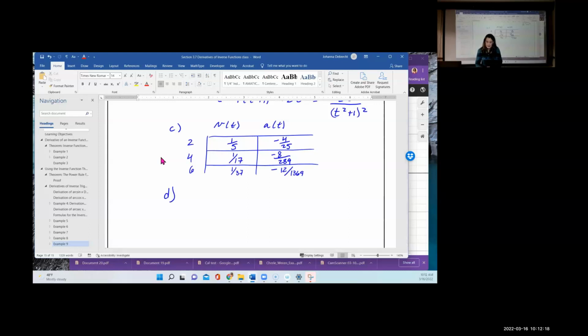And we want to decide, is it speeding up or slowing down? Well, notice that the velocity is always positive and the acceleration is always negative. So they always have opposite signs. Because they have opposite signs, this means that it's slowing down at all points in time, at 2, 4, and 6 seconds.